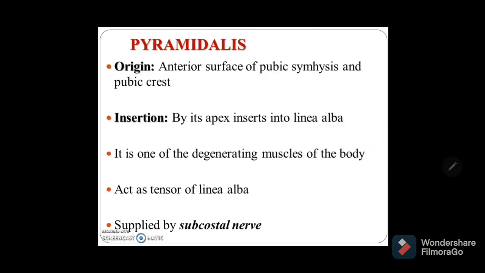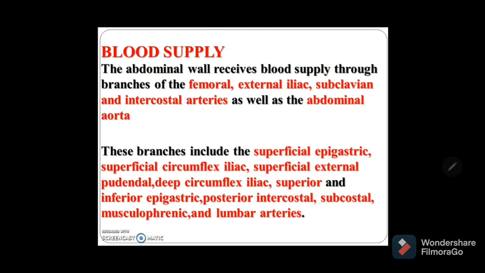And one more small muscle is pyramidalis. It takes origin from the anterior surface of the pubic symphysis and pubic crest, and inserts into the linea alba. It is one of the degenerating muscles and acts as a tensor of the linea alba.